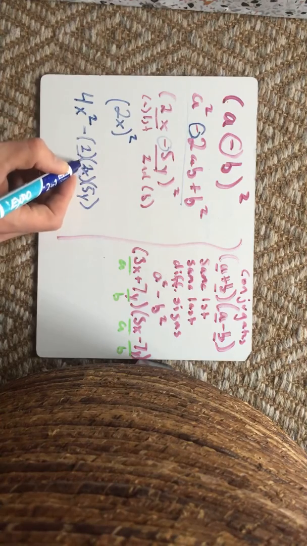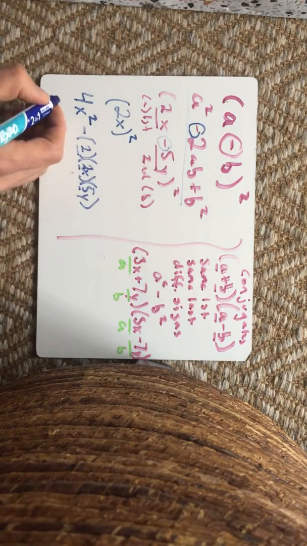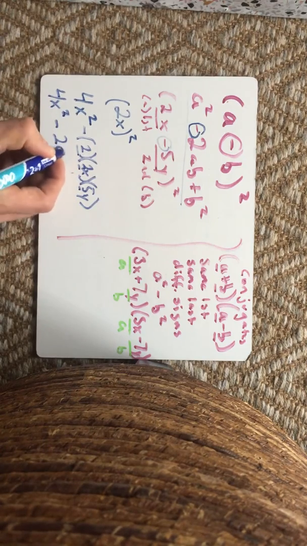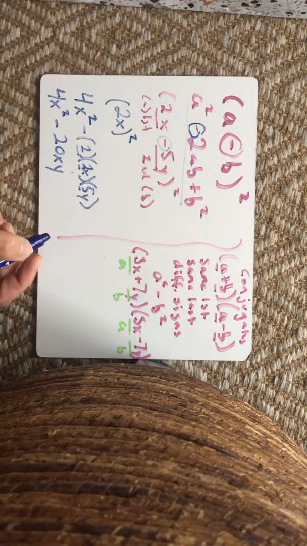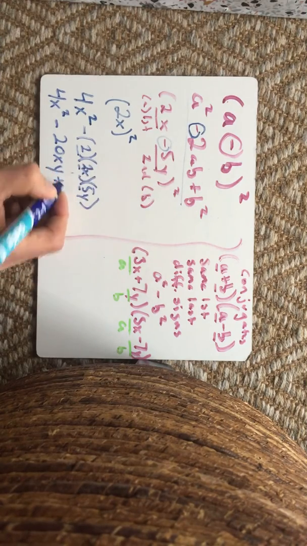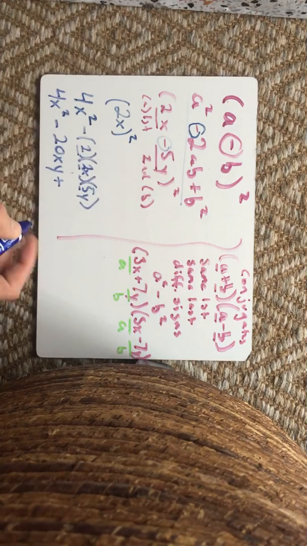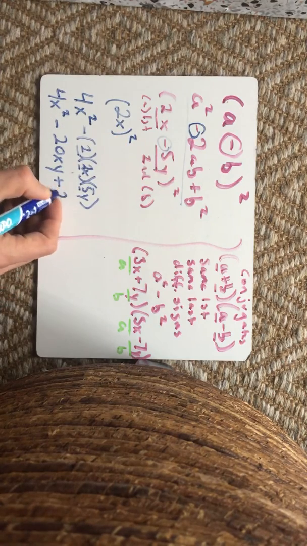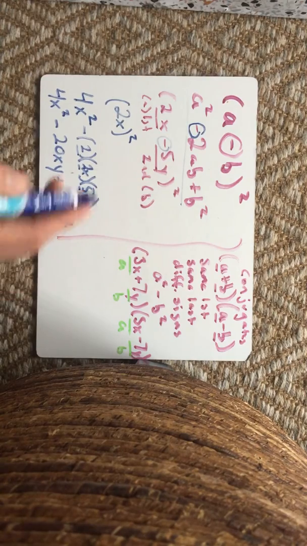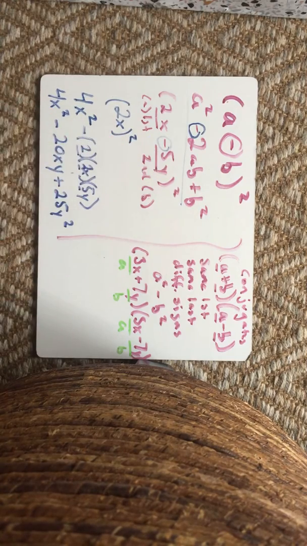Again, anytime I have numbers, I can multiply those numbers together. So I end up with 2 times 2 is 4, times 5 is 20xy. Finally, my last step is I'm going to add b squared. My second term is 5y, so 5y squared is 25y squared. Remember, I'm squaring both the 5 and the y.